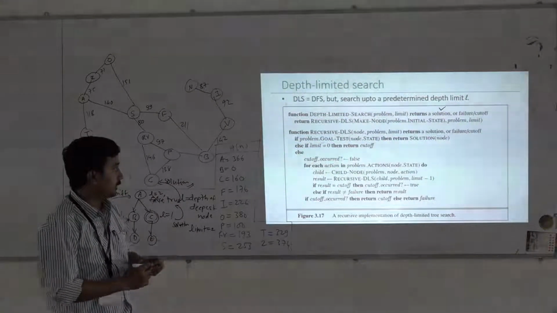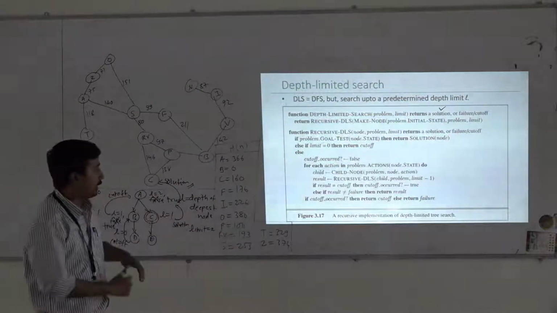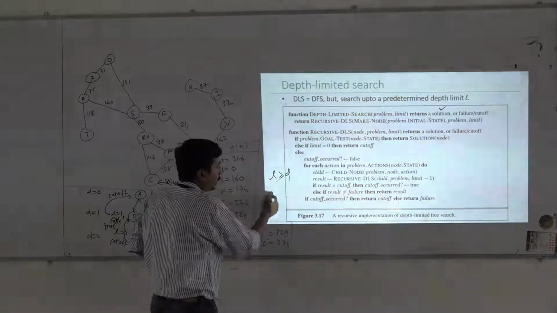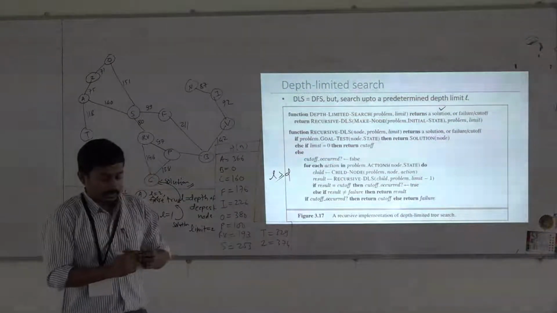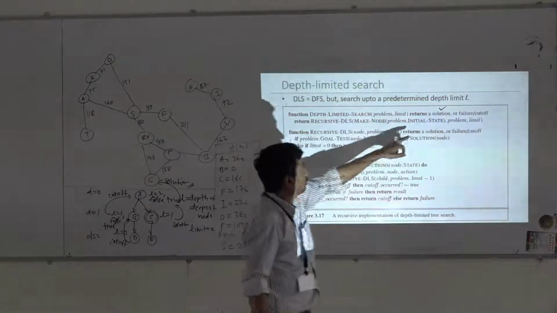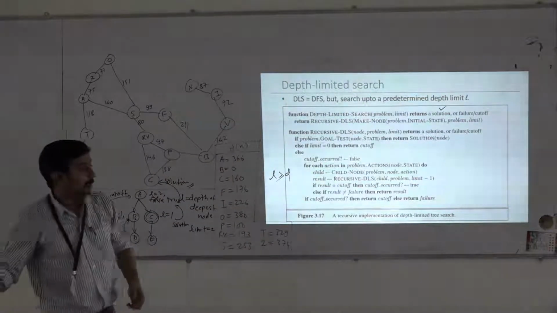So this is how it works. If a goal exists in a search tree, and if you are given L greater than or equal to D, it is guaranteed to find a solution, and the solution will be returned. Now we will consider a second case, when failure will happen.